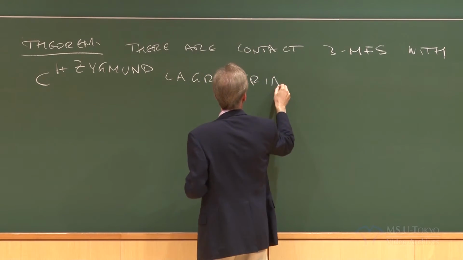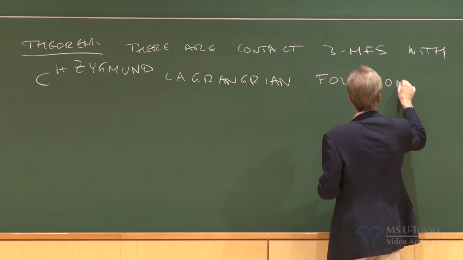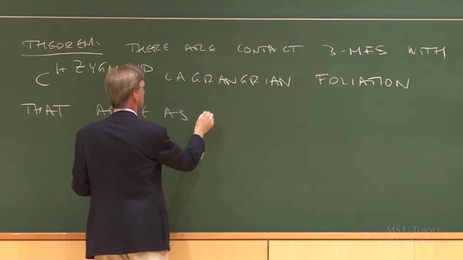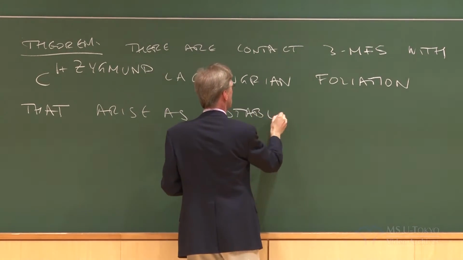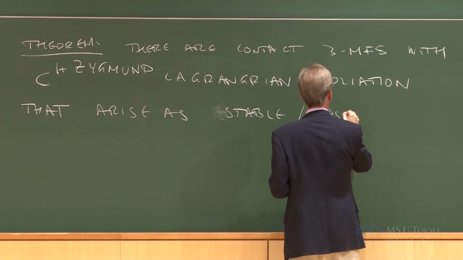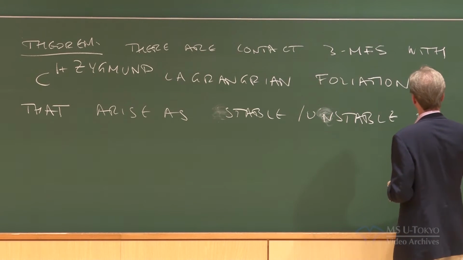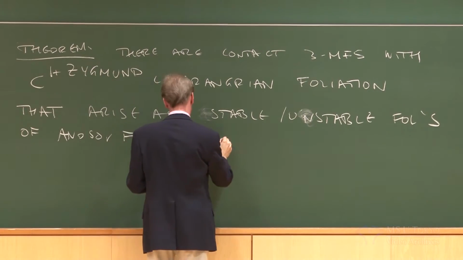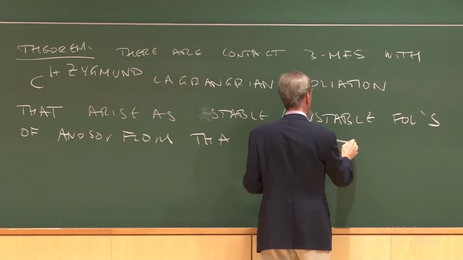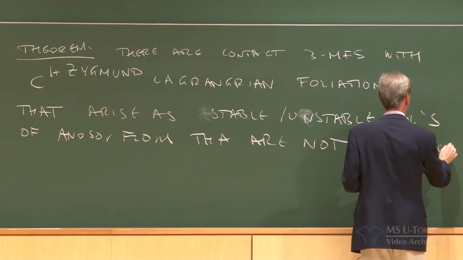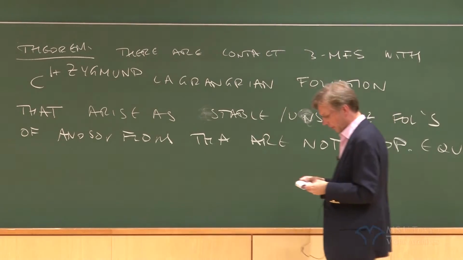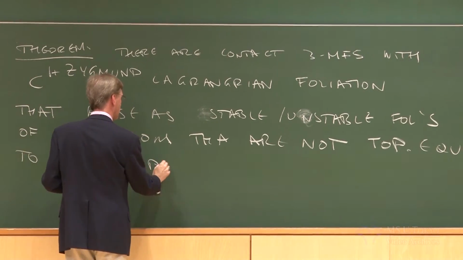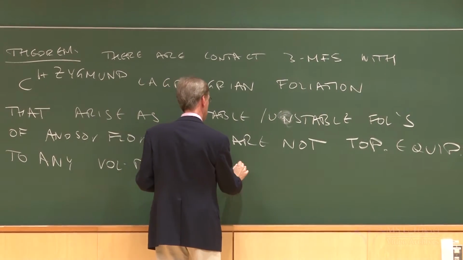The foliations are Lagrangian, meaning tangent to the kernel of the contact form and of maximal dimension. And they arise as stable, unstable foliations of flows that are weird. In particular, they are topologically different from any of the usual algebraic examples. In particular, also in terms of foliations, they're not topologically equivalent to any volume-preserving Anosov flow with nice foliations.